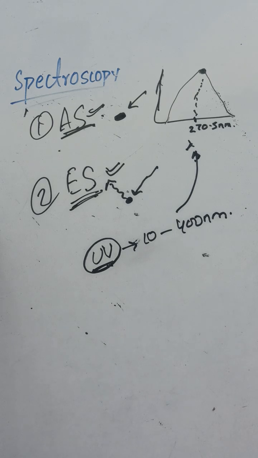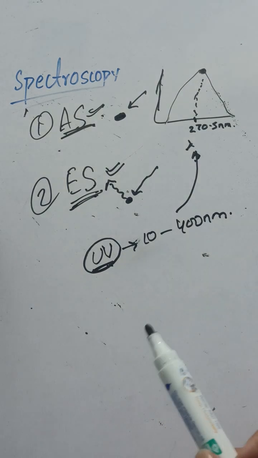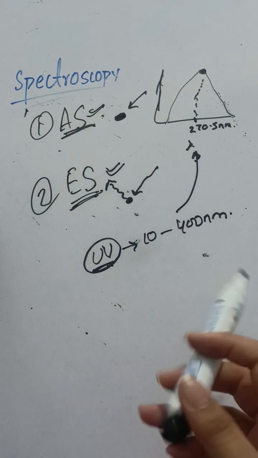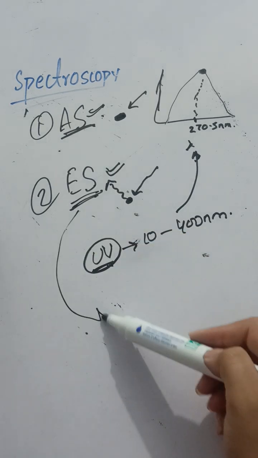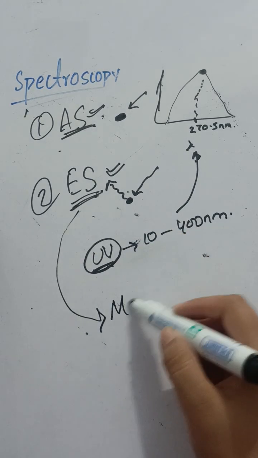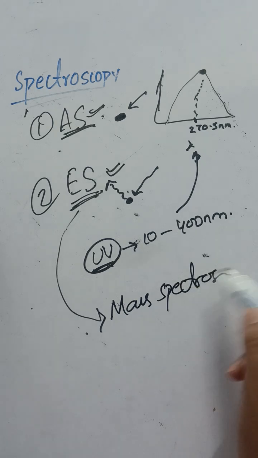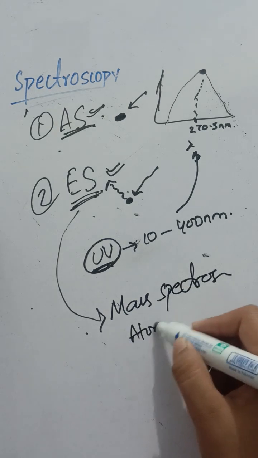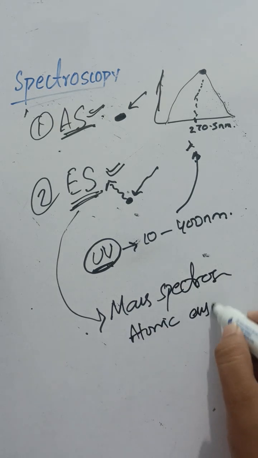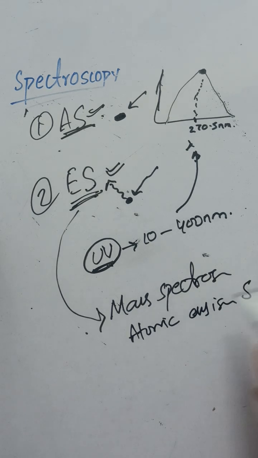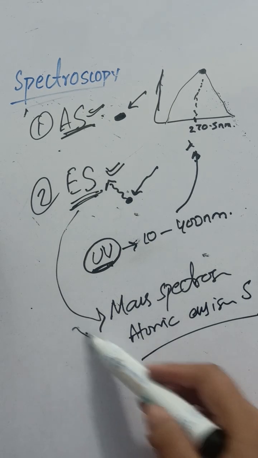Similarly, in ES, in the emission spectroscopy, we can measure the amount of light that is emitted out. We can measure which visible region it has. The example of emission spectroscopy is the mass spectroscopy, and second is the atomic emission spectroscopy. Okay, these two examples it has.